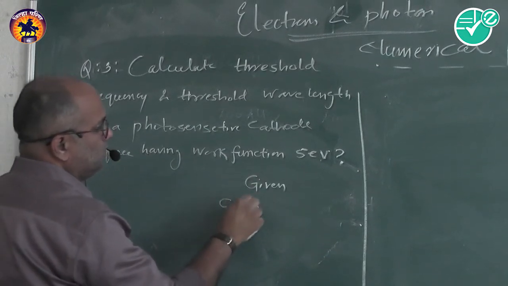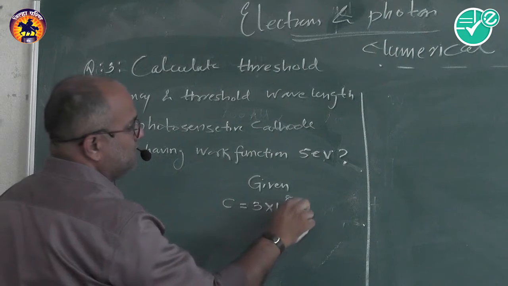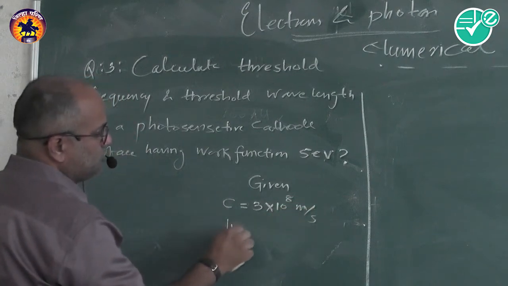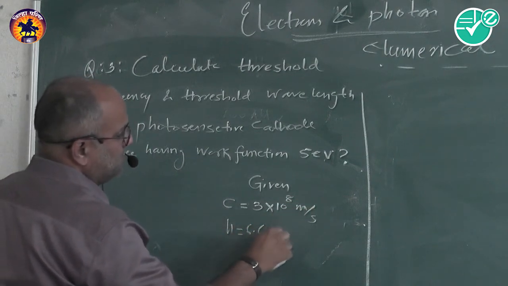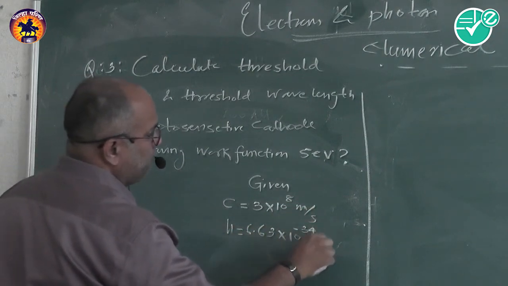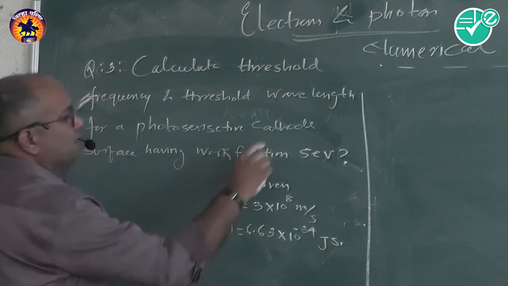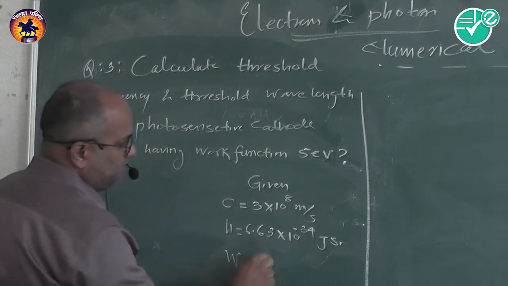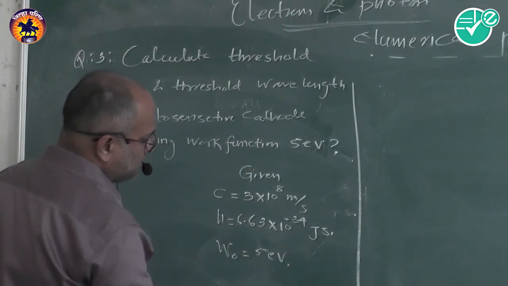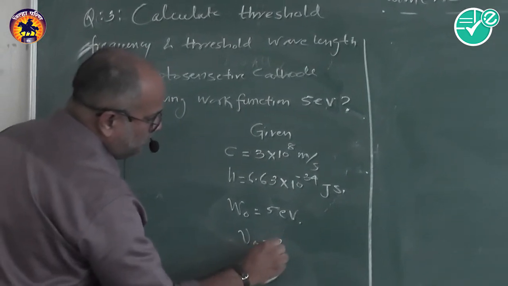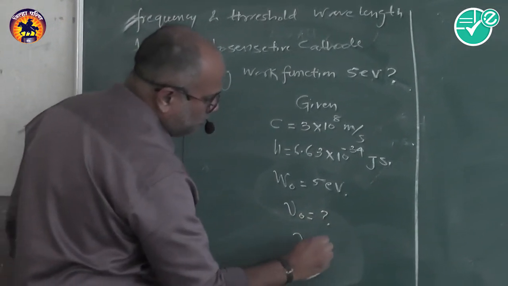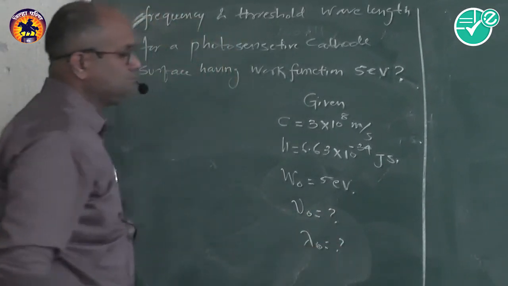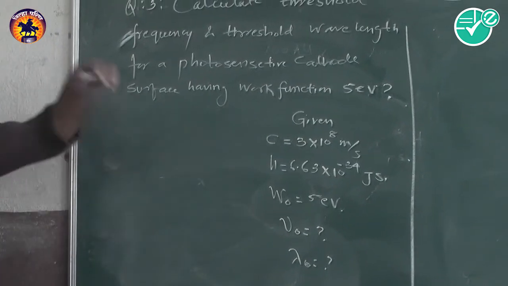C is equal to 3 into 10 raised to 8 meter per second. H is equal to 6.63 into 10 raised to minus 34 joule second. Now W0 is given as 5 electron volt. You have to determine nu 0 is equal to what? Lambda 0 is equal to what? Now write the question.